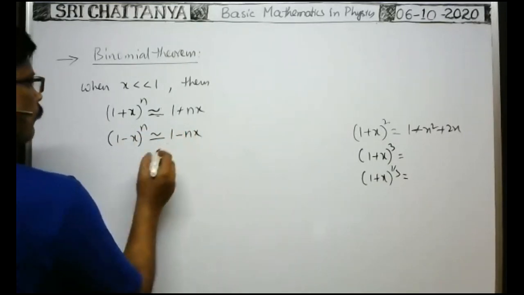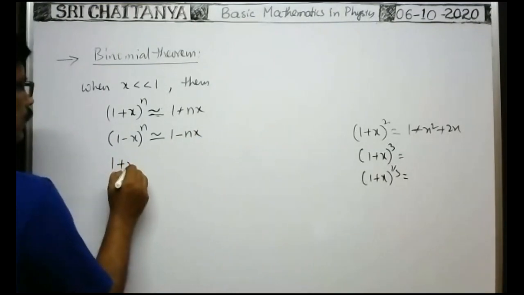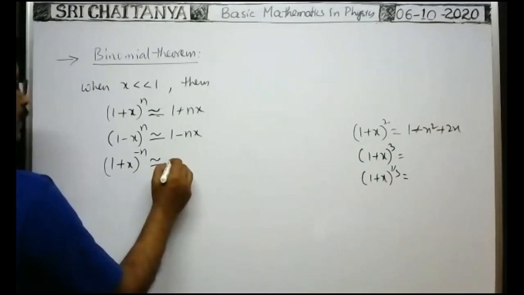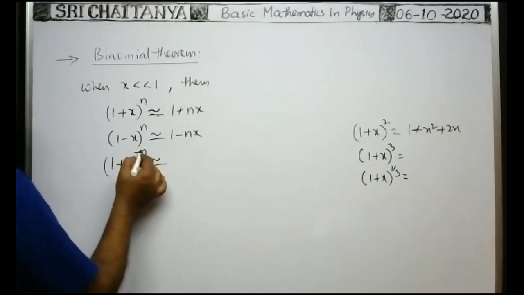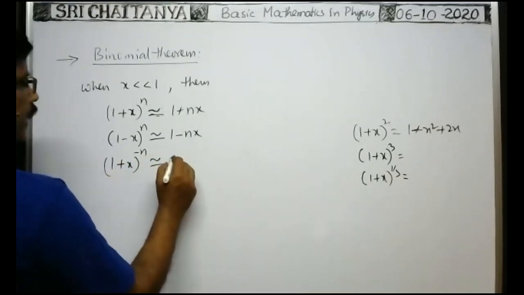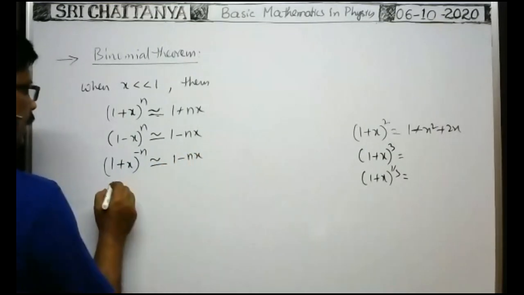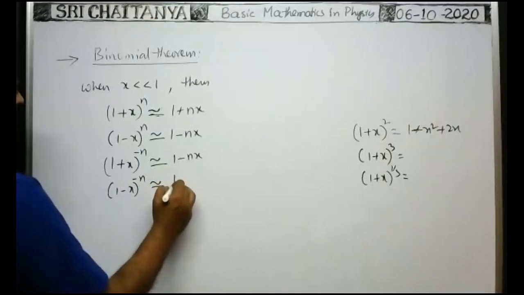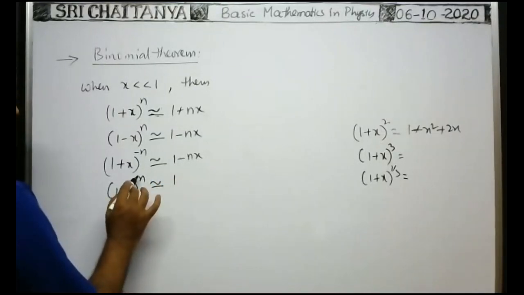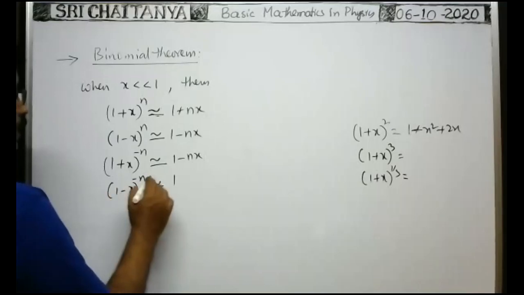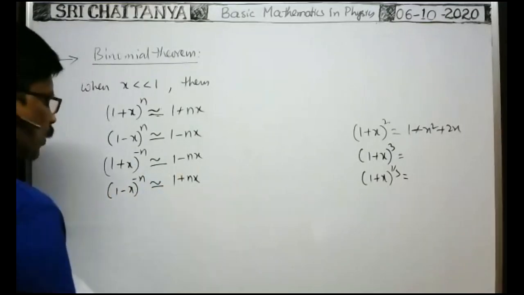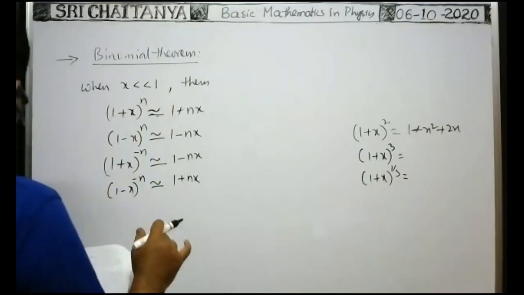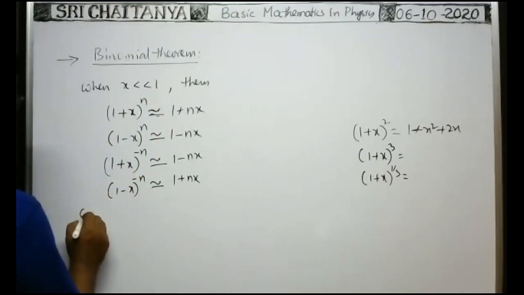So 1 minus n into x. Suppose we are having 1 plus x whole power of minus n. That is nearly equal to 1 plus, you have to multiply this x with the power minus n, so minus nx you will get: 1 minus nx. 1 minus x whole power of minus n is 1 minus n into x, minus or minus plus nx, so plus nx. In this way, we can write. Now I want to discuss what is the use of these formulas. One example I will explain.